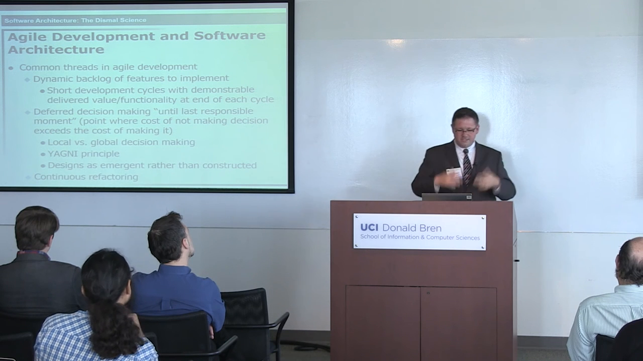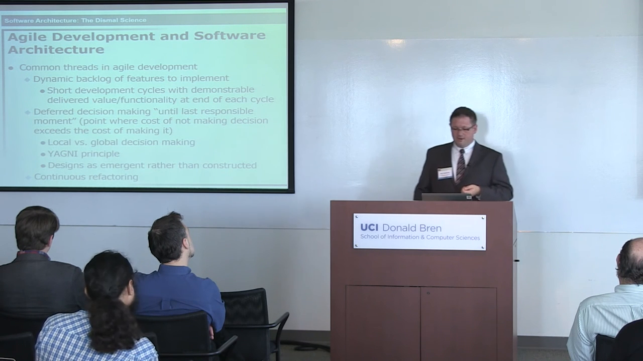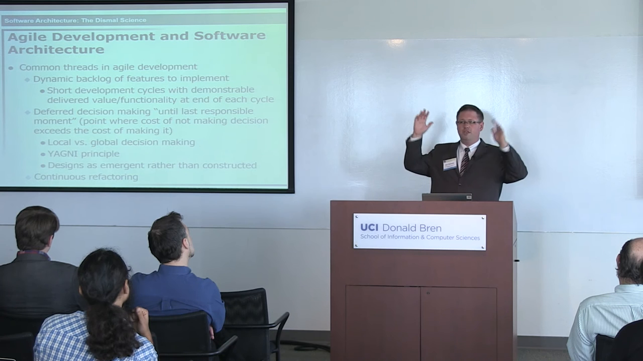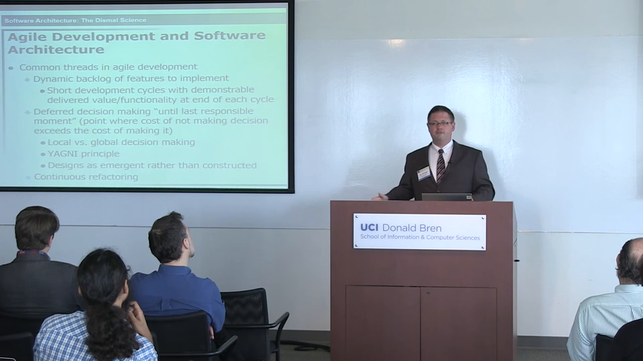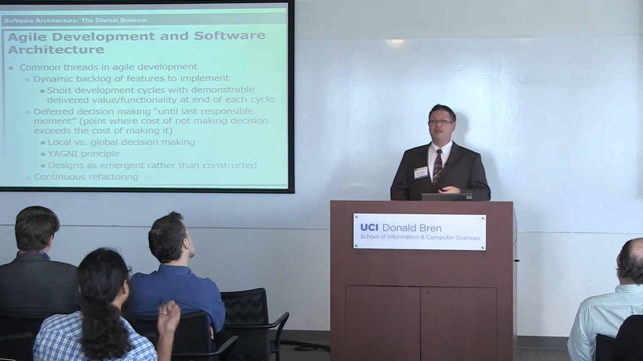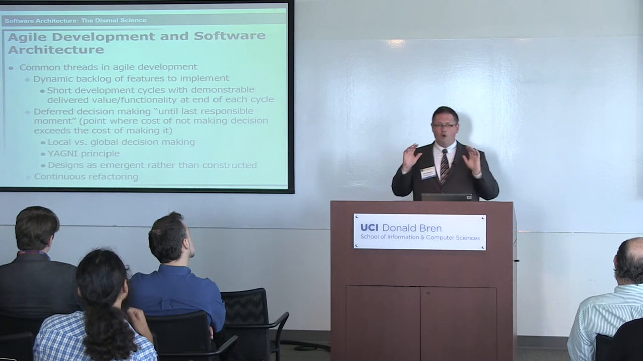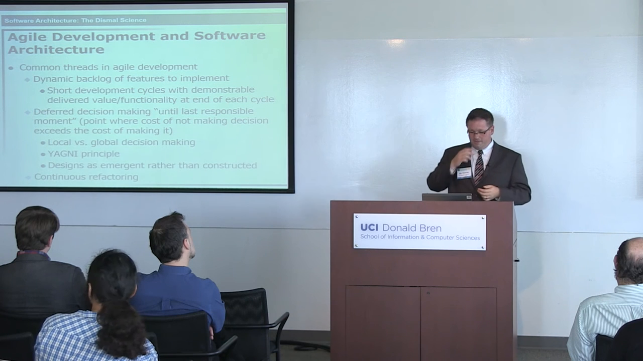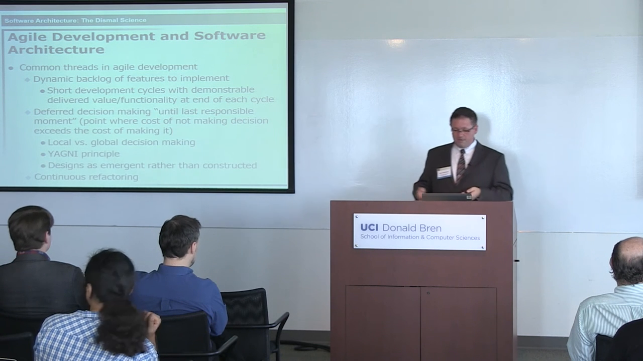So how does agile development interact with software architecture? Agile development is the top level term we could talk about. It refers to dozens of different methods, and so if someone says, I'm doing agile development, you go, great, that tells me almost nothing about what you're doing. So you have to be a little bit more specific. But there are some common threads in agile development.